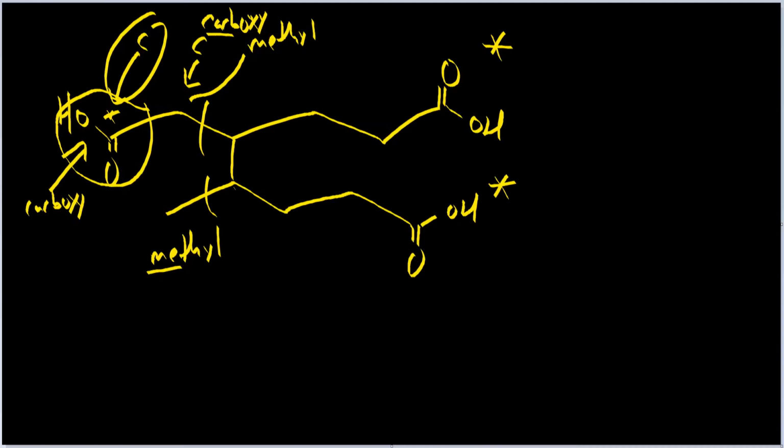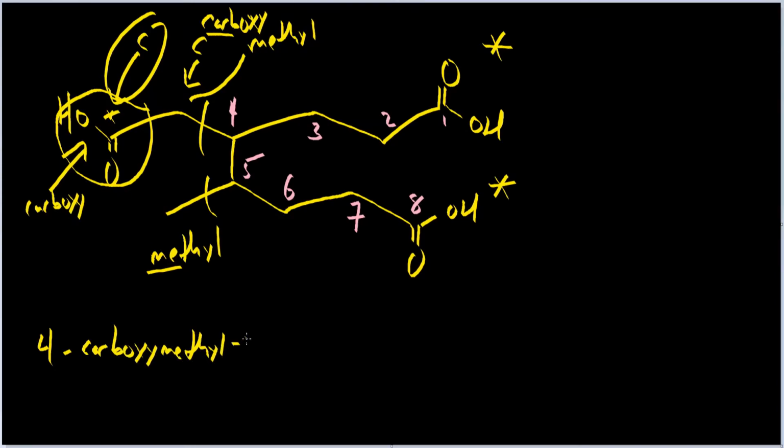1, 2, 3, 4, 1, 2, 3, 4. Okay, so we're going to count 1, 2, 3, 4, 5, 6, 7, 8. Making this 4-carboxymethyl, 5-methyl, octanedioic acid.